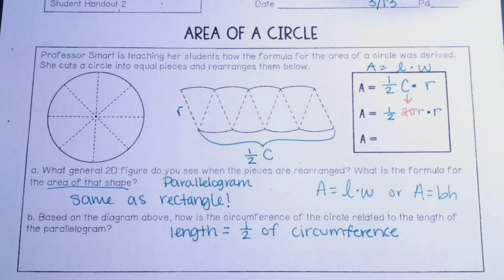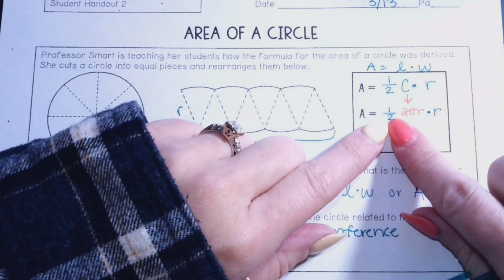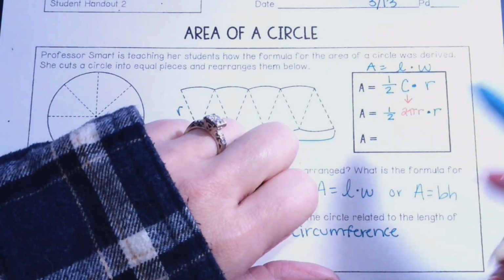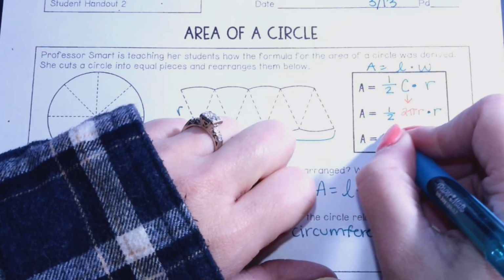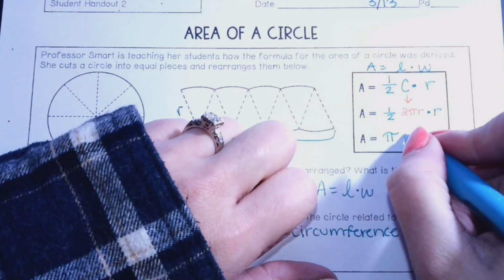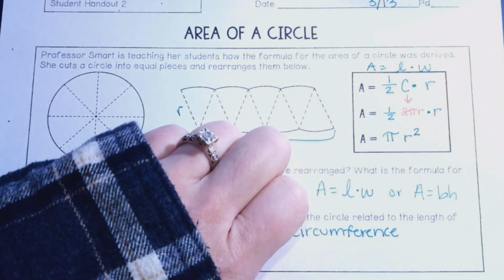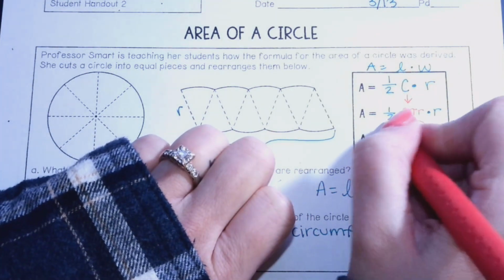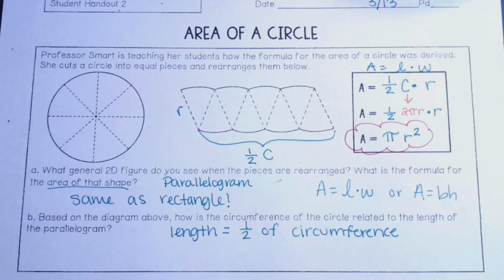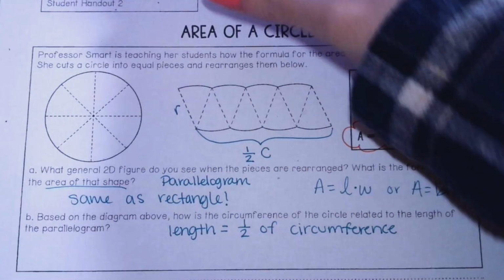And we can combine some things now, because half of 2 is just 1. So these effectively cancel out. Pi can't be combined with anything, but we can take r times r and rewrite it as r squared, and that's it. This is our formula for area of a circle, and we just figured it out ourselves. So now we can use that to answer some questions.